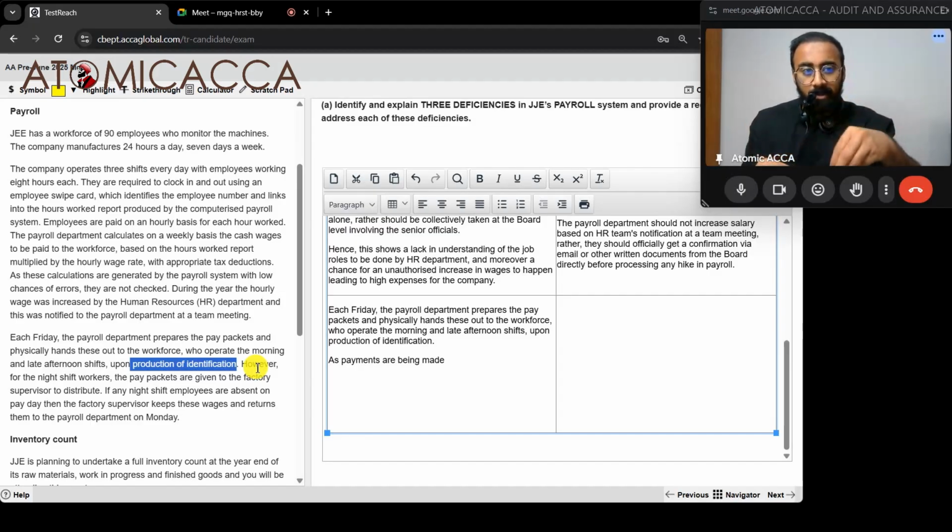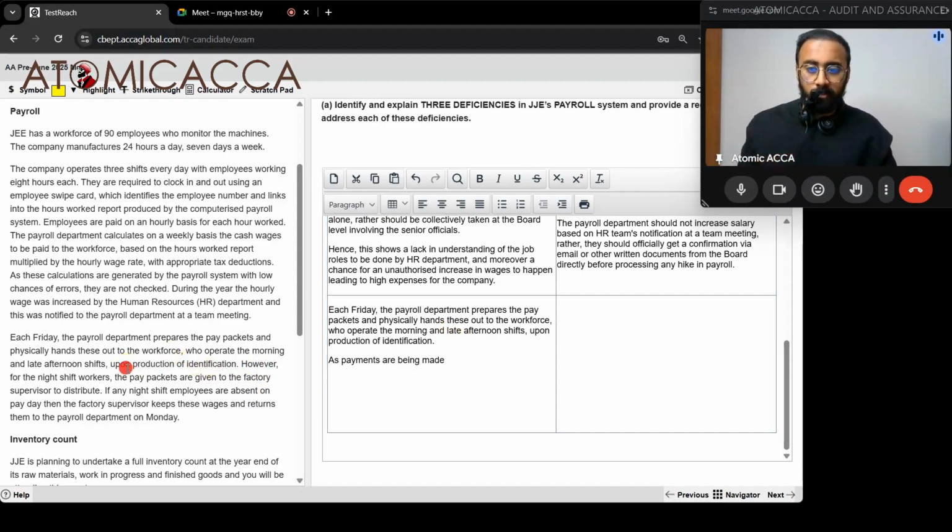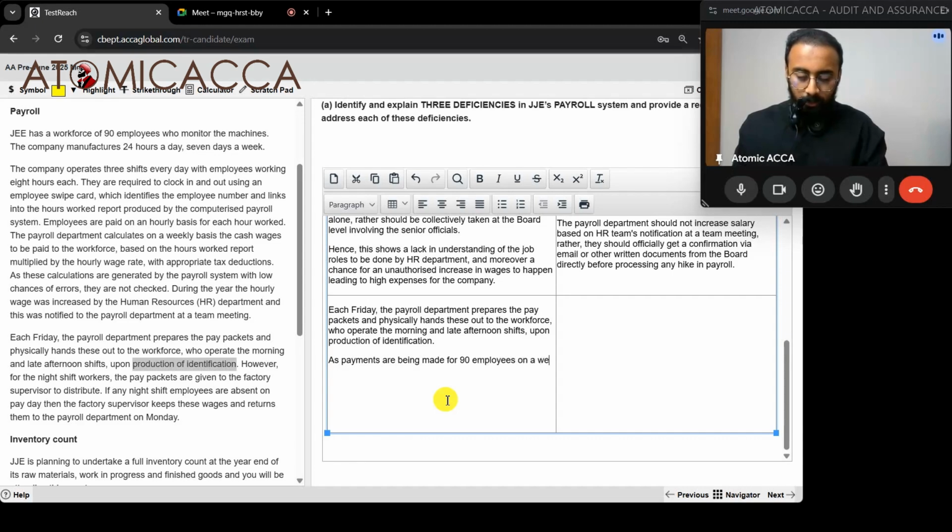For example, when they're packing, if some error happens, there are chances that the amount in the pay packet could go wrong. Let's say 90 employees are there, they have to pack on a weekly basis, so 90 packets will be there. And there are chances that maybe one or two notes go from one packet to another one, there could be an error over here. That could be the error we can identify. The person being paid wrongly is not an issue, because they are anyway giving the identification, so my friend can't claim money for me. So that problem is sorted. So we can write about the wrong amount, as payments are being made for 90 employees on a weekly basis.